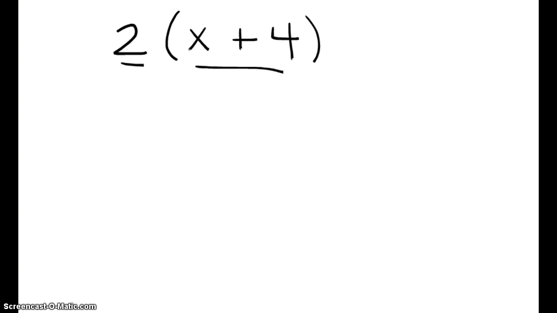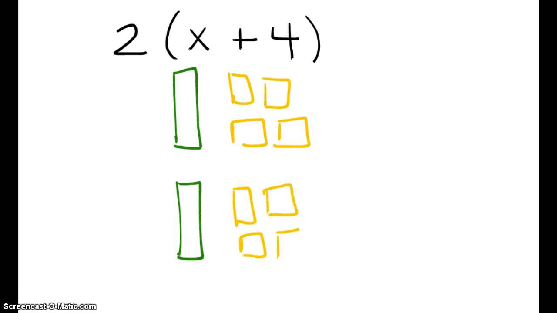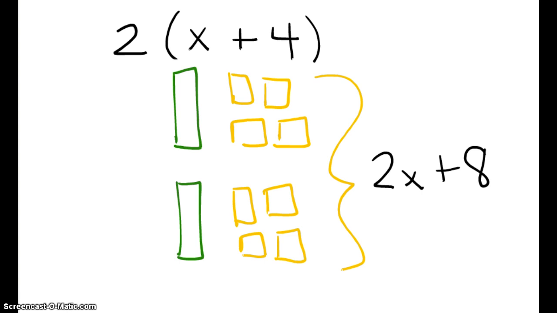So if we were to set this out, if we were to model it, we would have one group of x and 4 positives, and then we would have 2 groups of 4 positives. So what is this all together? We have 2 x's and we have 8 positives.